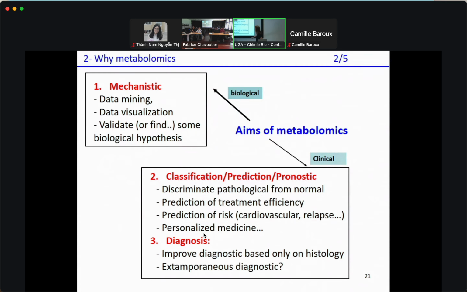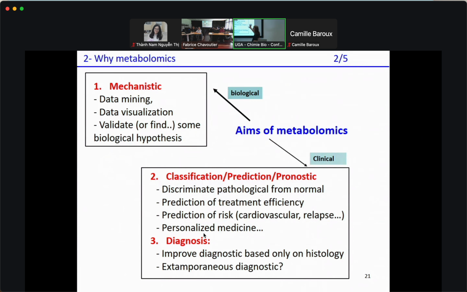And also there are people who can use metabolomics during a surgery to help the surgeon to resect brain tissue, for example. I think that they have an example. So this is a very important field of research.